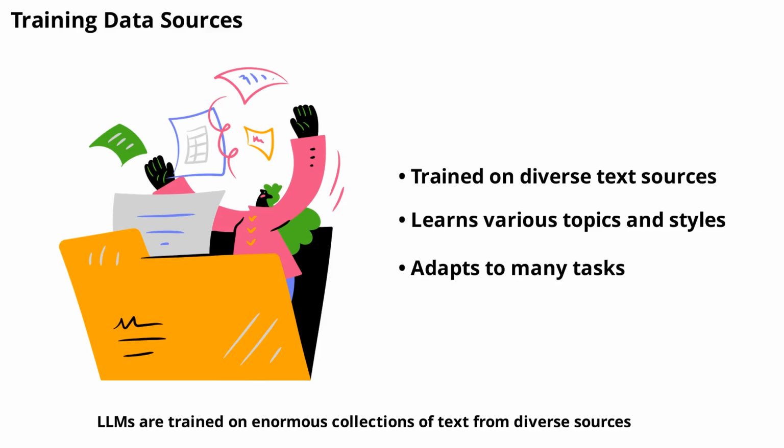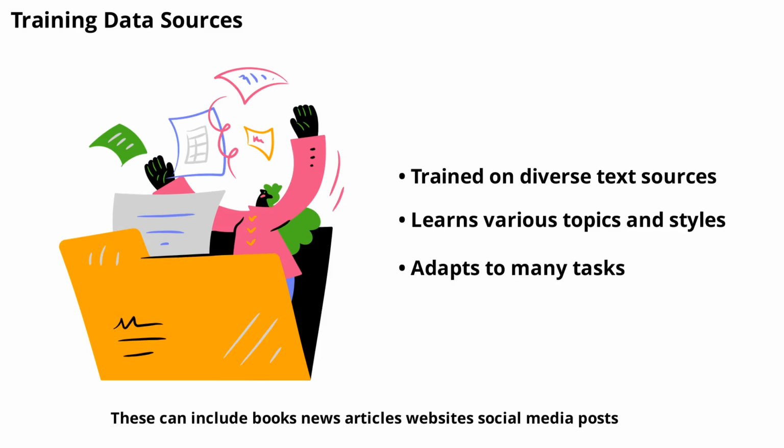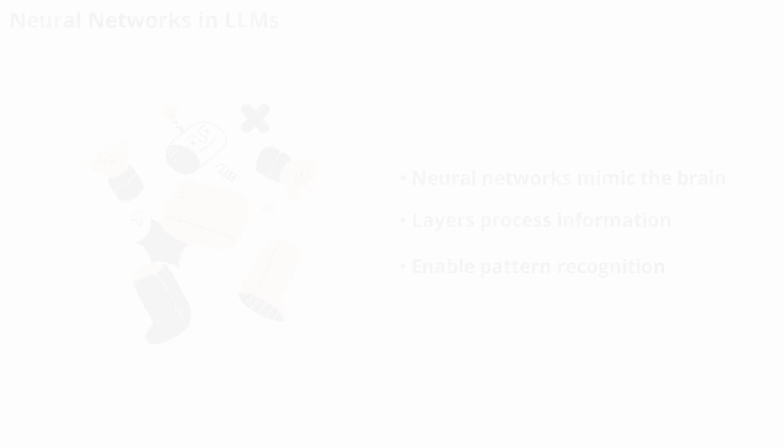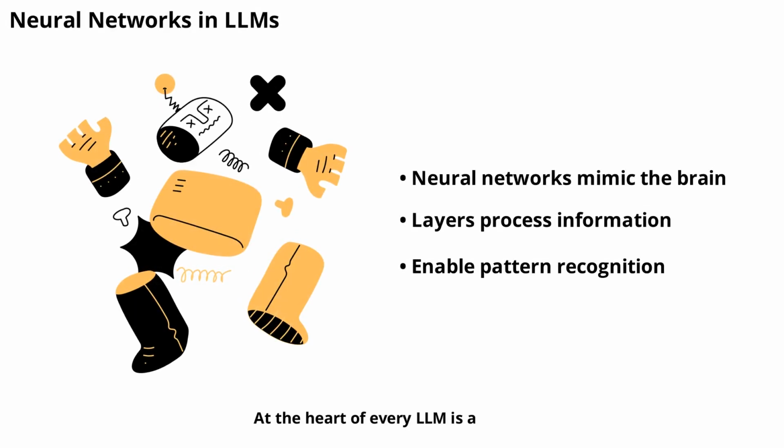LLMs are trained on enormous collections of text from diverse sources. These can include books, news articles, websites, social media posts, and more. The diversity and volume of this data help the model learn a wide range of topics, writing styles, and even cultural nuances. This broad exposure is key to making LLMs versatile and adaptable to different tasks, from answering factual questions to composing creative stories.